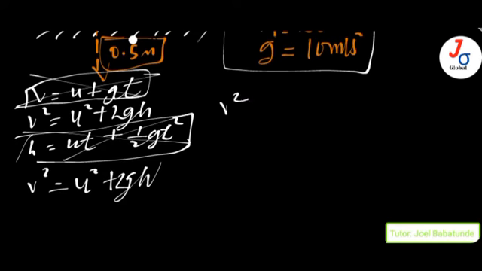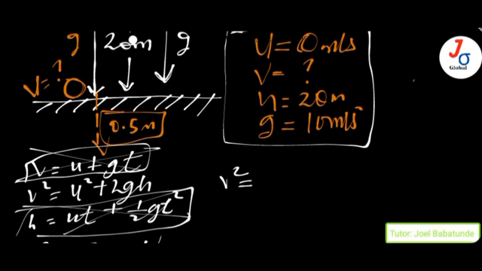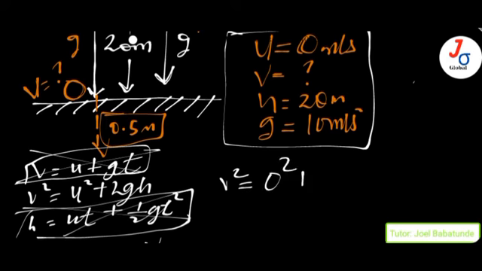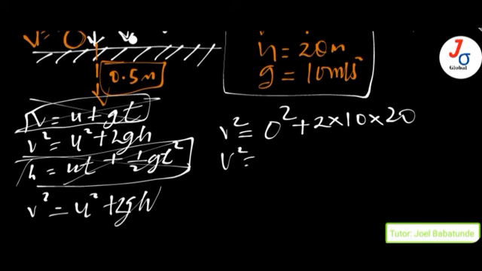v squared equals, what's our u squared? Our u is 0, squared, plus 2 multiplied by g. Our g is 10, multiplied by h, which is 20. So we have v squared equals this, all of this is 0, so that's gone. Then 2 times 20 is 40, 40 times 10 is 400. Okay, good. And so we have v equals square root of 400. I'm going to leave it like this.